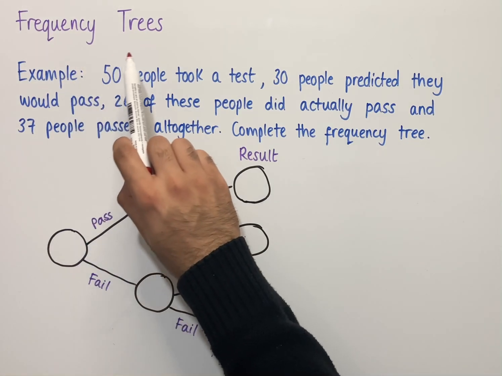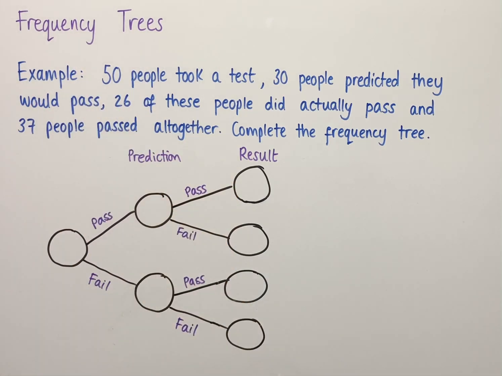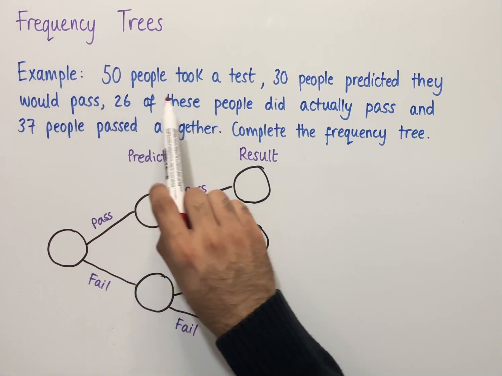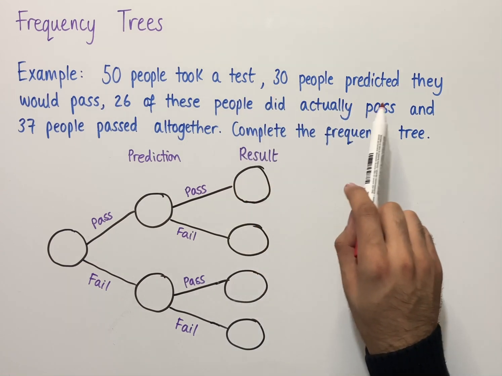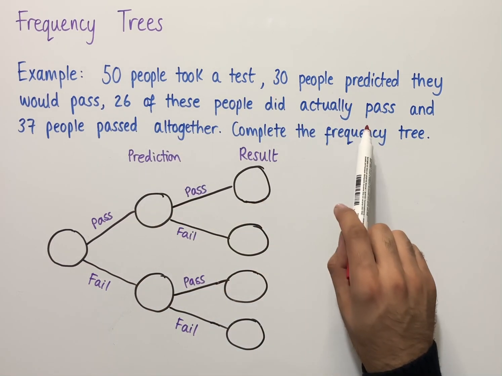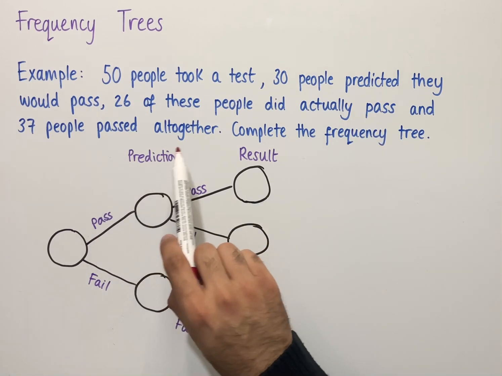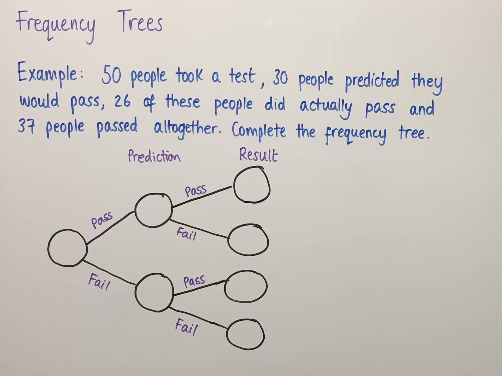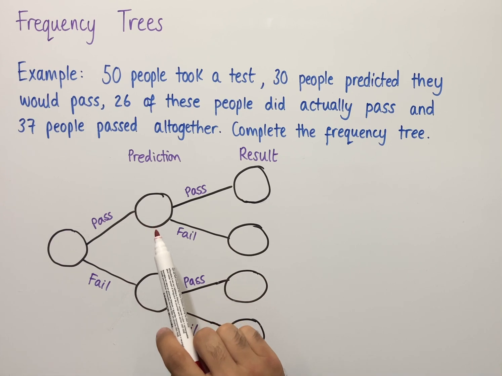Let's look at frequency trees. So frequency trees are useful diagrams that help us display data for two or more categories. The example says 50 people took a test, 30 people predicted they would pass, 26 of these people did actually pass, and 37 people passed altogether. Complete the frequency tree.